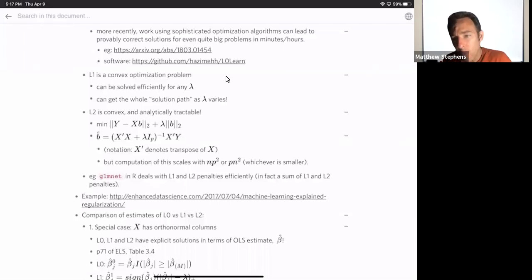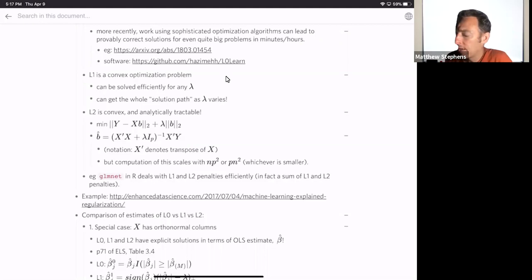L1 regression is computationally easier because it's a convex optimization problem, and it also tends to give you sparse solutions. And L2 is not only convex, but actually has an analytically tractable solution for moderate sized problems, but it doesn't give you sparse solutions. It gives you less sparse solutions.